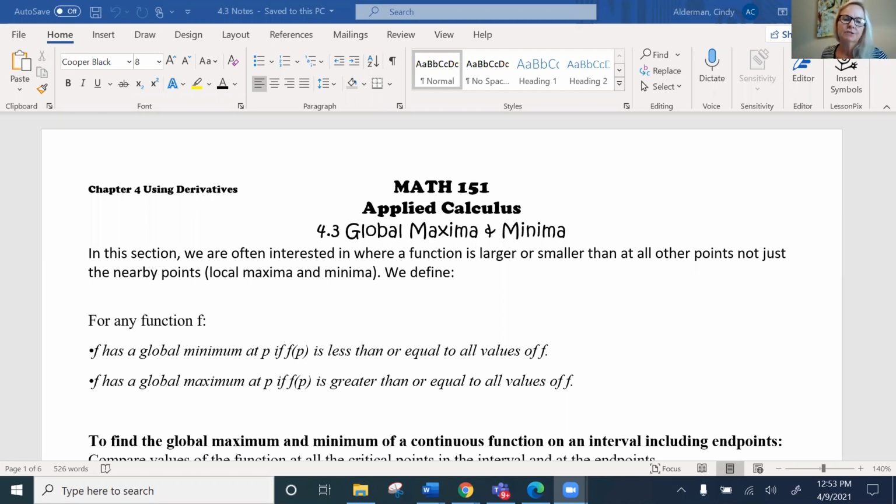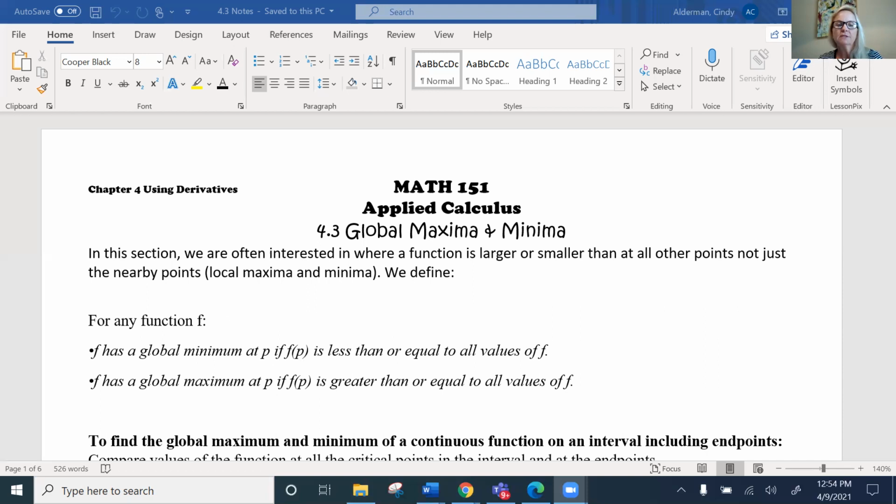Okay, so let's recap for a minute. In section 4.1, we learned that the maxes and mins can be found by putting the first derivative equal to 0 and solving. And then in 4.2, we found that the possible inflection points can be found by finding the second derivative and setting that equal to 0.